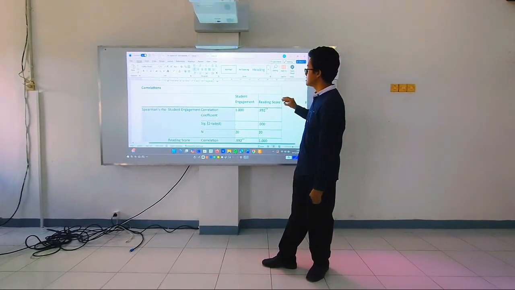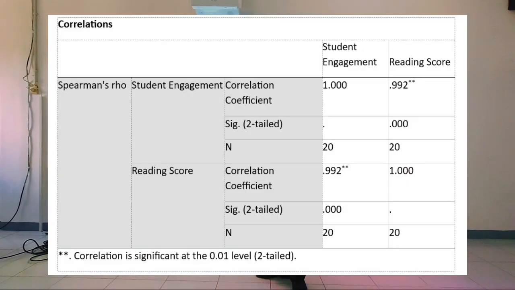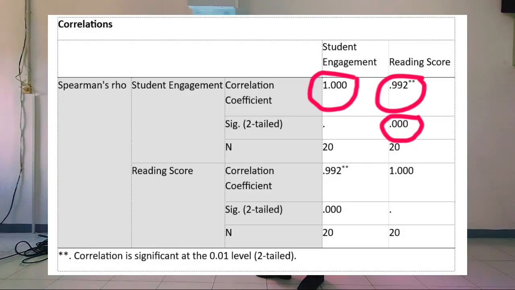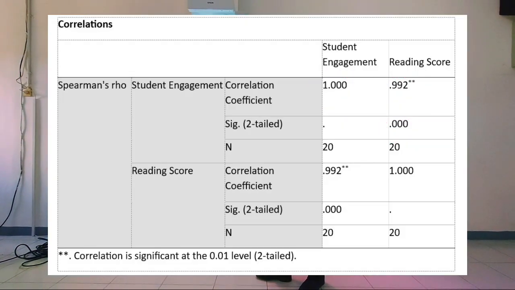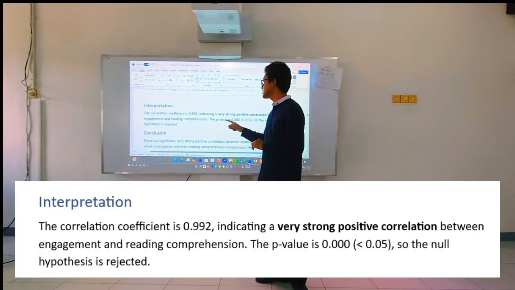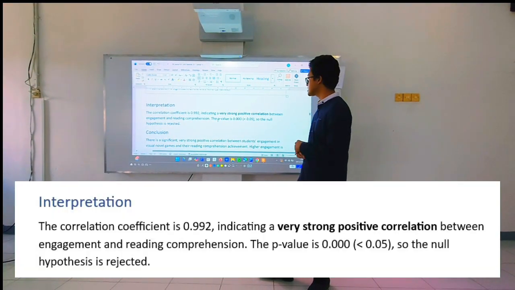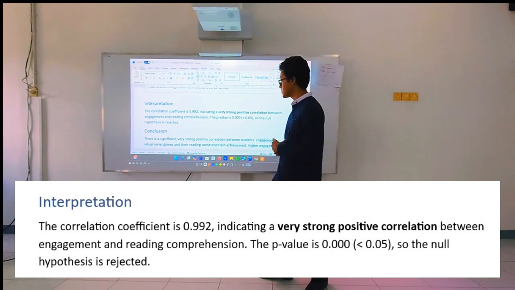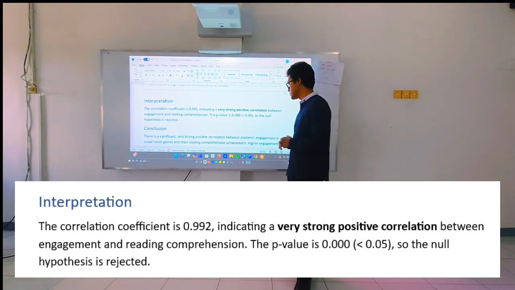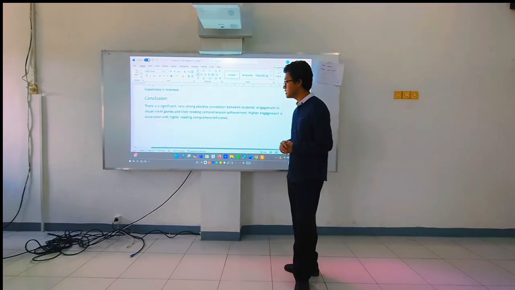This is the calculation. We focus on the correlation coefficient. The correlation coefficient is 0.992, which indicates a very strong positive correlation between engagement and reading comprehension. The p-value is 0.000, which is below 0.05, so the null hypothesis is rejected.